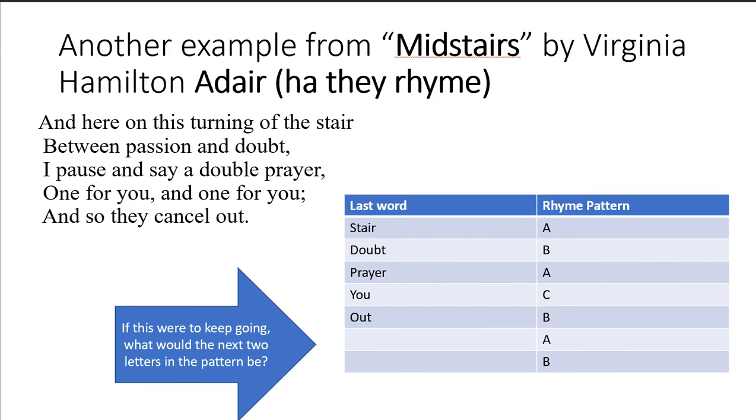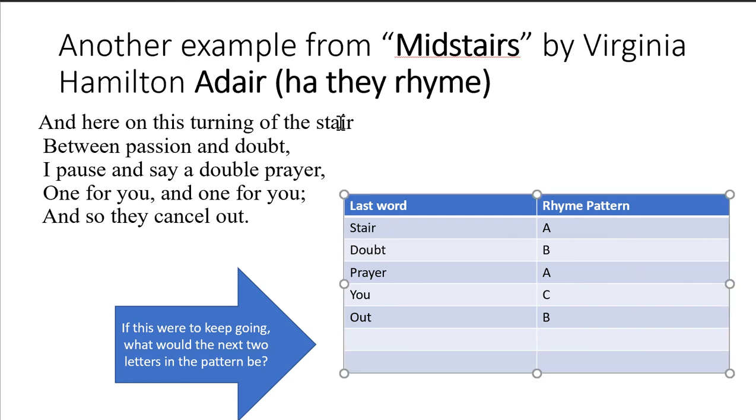Here's a shorter one. This one's from Mid-Stairs by Virginia Hamilton Adair. It's kind of funny that the Mid-Stair rhymes with her last name because we're talking about rhyme. I've started this chart. I just want you to check me, and then we'll fill out the last 2 lines. And here on this turning of the stair between passion and doubt, I pause and say a double prayer, one for you and one for you, and so they cancel out. So it's kind of quippy and quick.